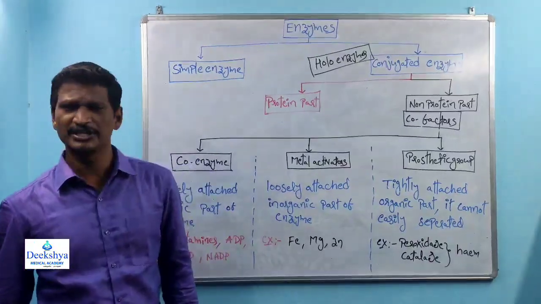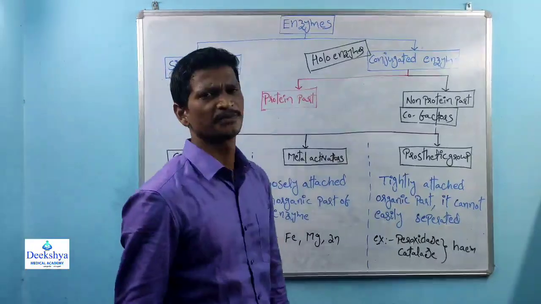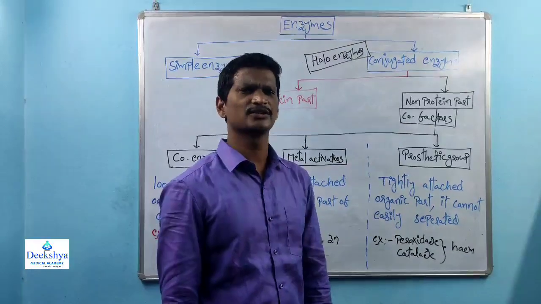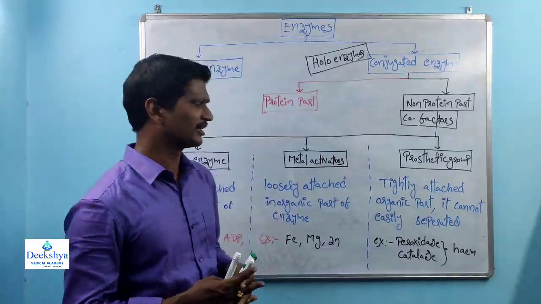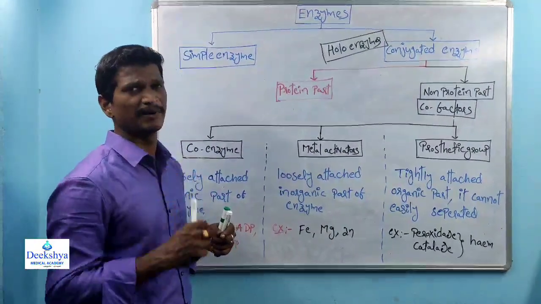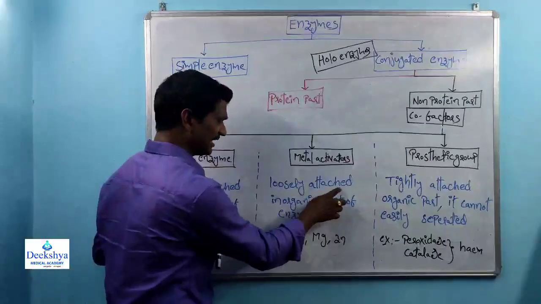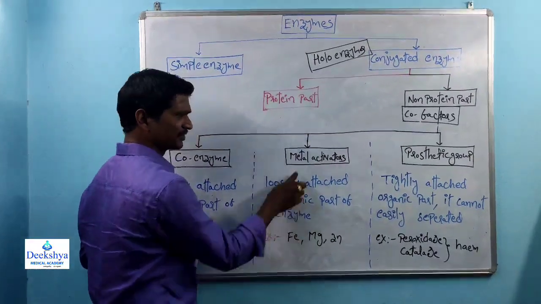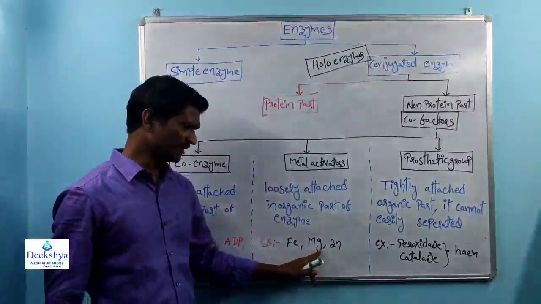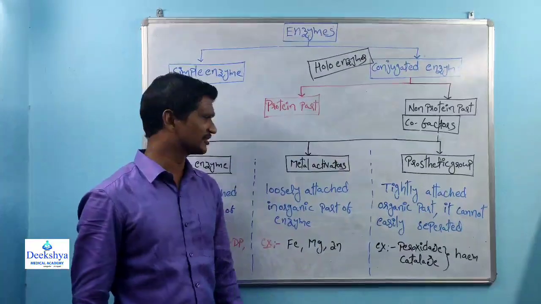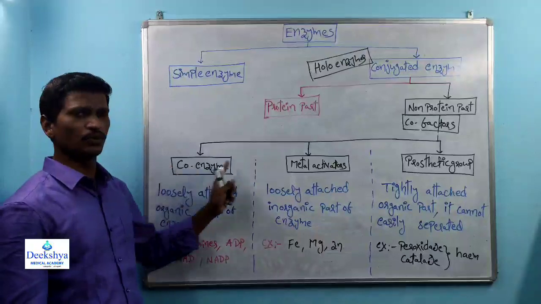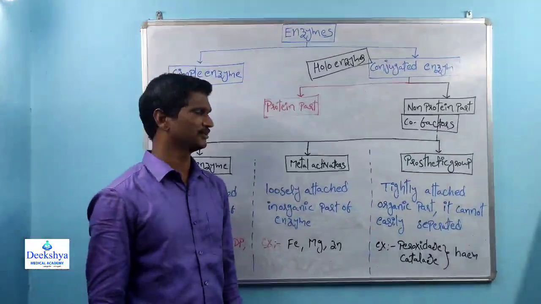We know the best examples. Salivary amylase enzyme requires chloride, and DNA polymerase enzyme requires magnesium ions. So different types of enzymes are there. Some enzymes require some metal ions for their activity. Loosely attached inorganic parts of an enzyme are called metal activators. Best examples here are iron, magnesium, zinc. That is the difference between coenzyme and metal activators.